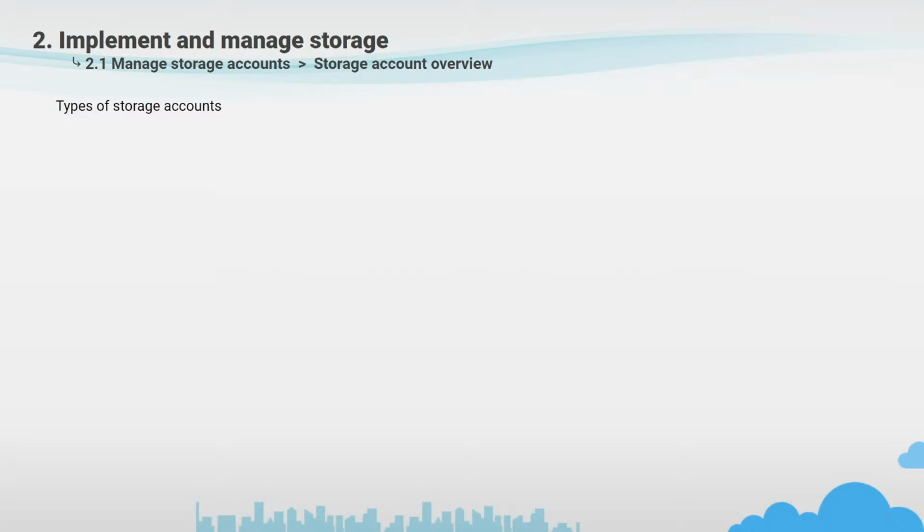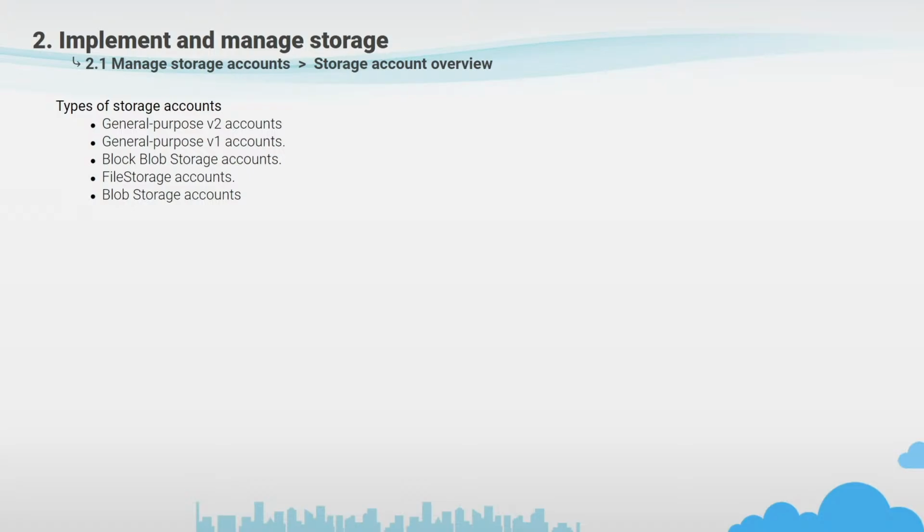The first consideration is account type. You have general purpose version 2. It is a basic storage account type for blobs, files, queues, and tables. This account is recommended for most scenarios using Azure Storage. General purpose version 1 is an account type as well for blobs, files, queues, and tables. Basically, this is a version 2 legacy account, but this version does not support access tiers, zone redundant storage, and other features. So Microsoft recommends deploying version 2 instead of version 1.